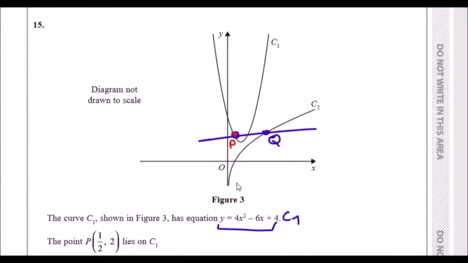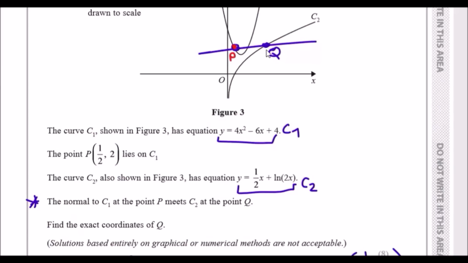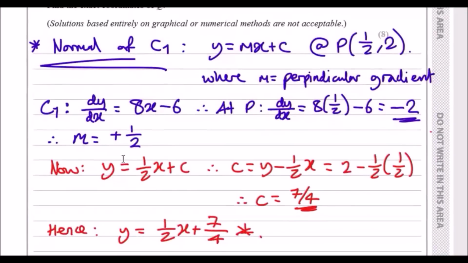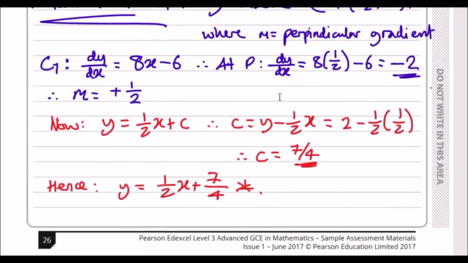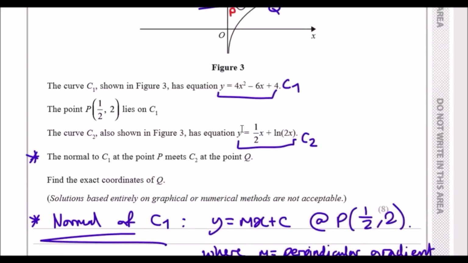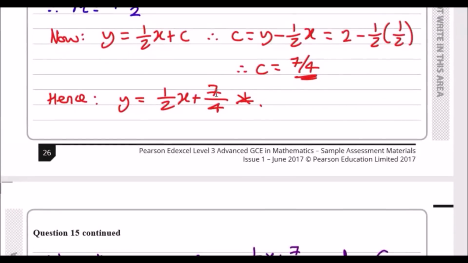Now that bit is done. So now we can say that this line is going to intersect with this curve c2. So we can make a simultaneous equation between the new straight line equation with the log equation here. So I did over here, intersection between these two. Because they both have y equals, over here y equals half x plus ln 2x, and the other one is y equals half x plus 7/4.